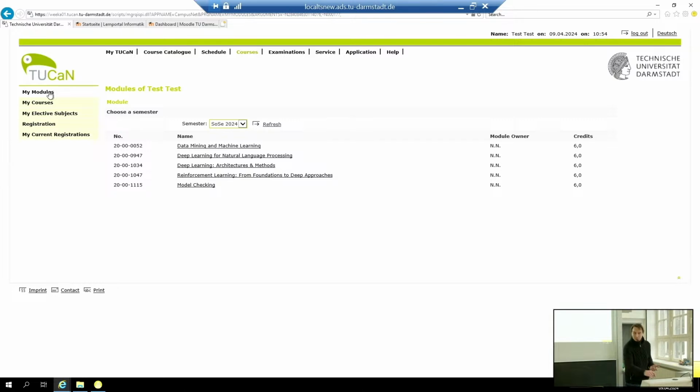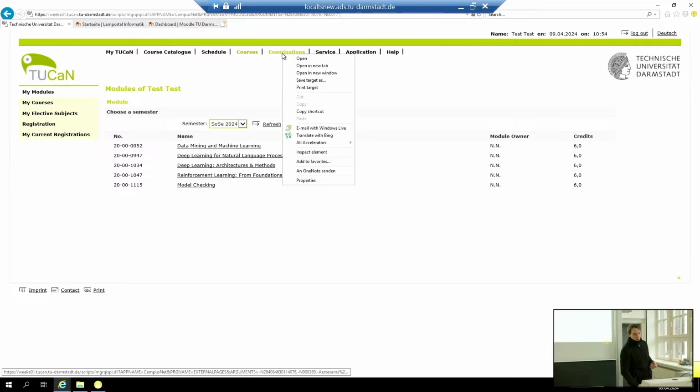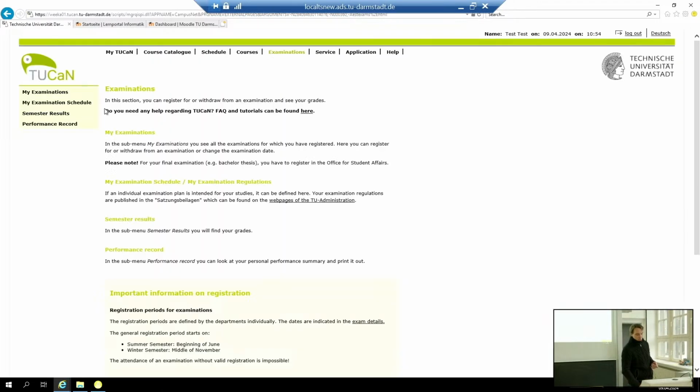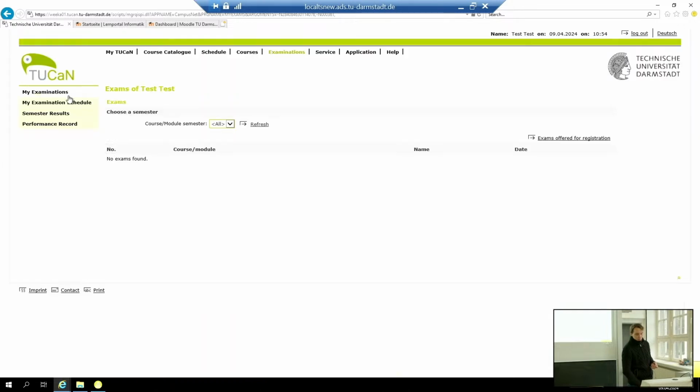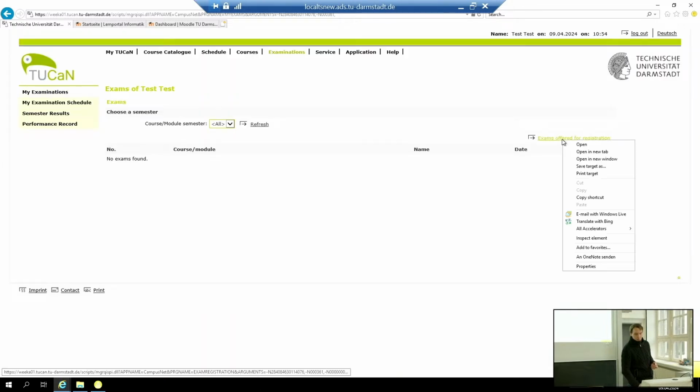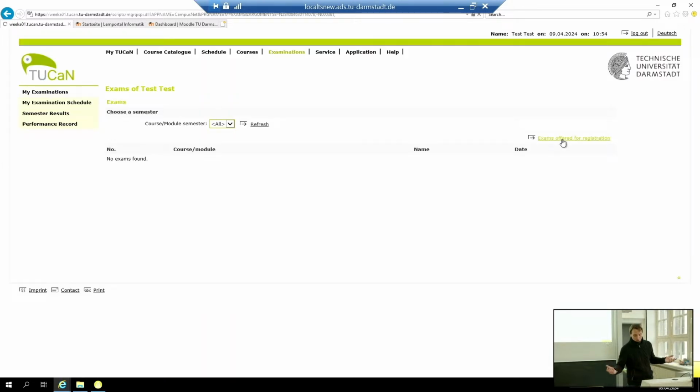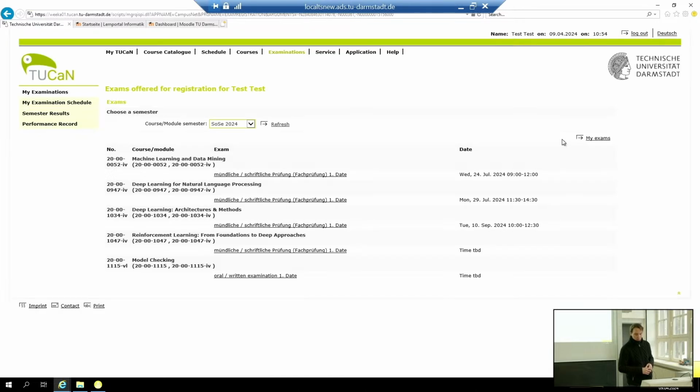for example. Reinforcement learning is now popping up, also with the courses, and at some point you can register for the exams. And you will find that here, here, and then it's not the exam registration period, but then you can register for the exams here on this page. Totally easy to get around.